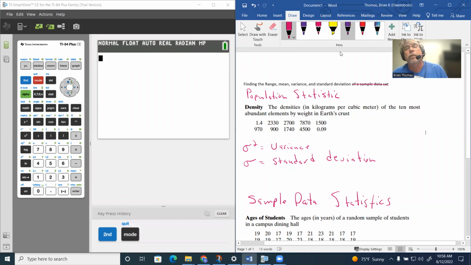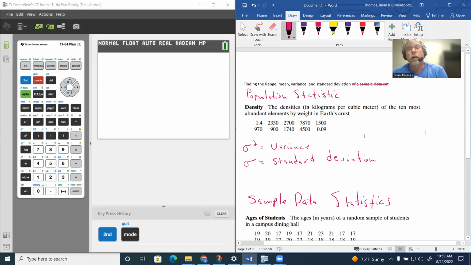So remember, when working with data, there's what's called the population. So we have population statistics, and you also have sample data statistics. So population would include the whole thing, and sample is when you can't identify all of them. So this first set of data is going to be what we call population statistics. The densities in kilograms per cubic meter of the 10 most abundant elements by weight in the Earth's crust are given below. So we have these densities. We don't have the actual elements to go with those, but that'll be for another day.